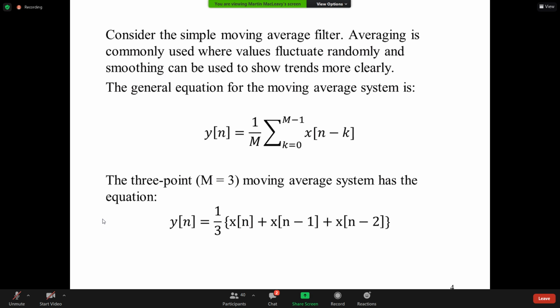We're going to start by looking at a simple filter, which is a moving average filter. Averaging is commonly used where values fluctuate randomly. By smoothing the values, we can use it to show trends more clearly. It's used, for example, in things like stock markets. I understand it's very widely used for stocks. So the general equation for a moving average system is shown here.